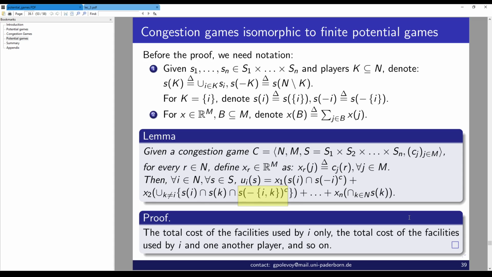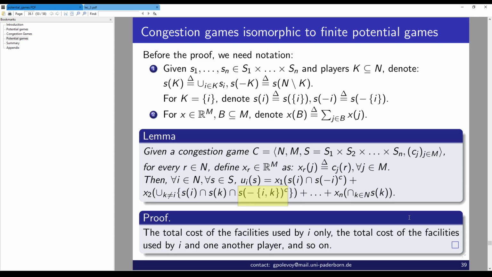Here, the lemma looks at this differently. The lemma looks at all the facilities where the player is the only user. Then at all the facilities where the player is the second user, or not maybe the first, but one of the two. It's not like there is an order on users. One of the two, and so on. And that's actually what the proof is.